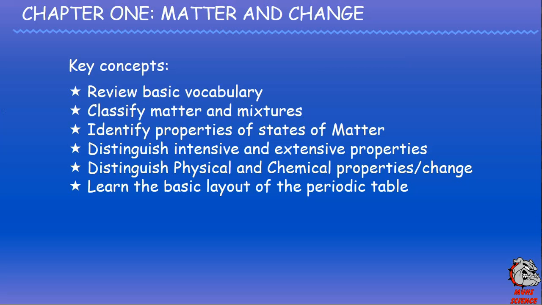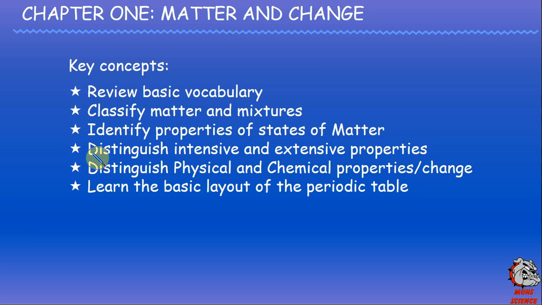All right, Chapter 1, Matter and Chains, Chemistry 101 here. Chapter 1 is basically a review of things that have been learned at Milton Union in 9th grade physical science. And so this video is going to compose these first 2 points here. We're going to review some basic vocabulary, and we're going to cover the classification of matter.